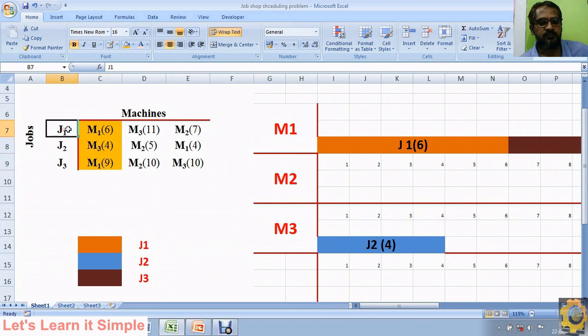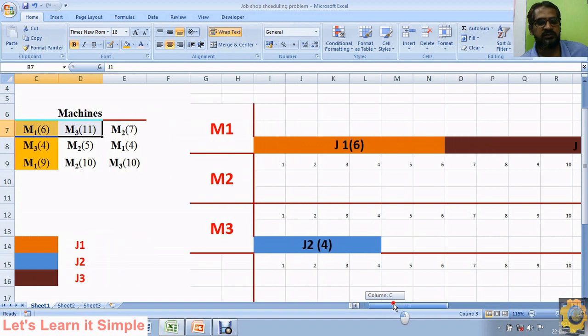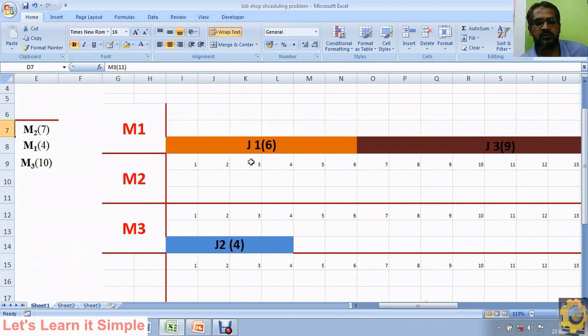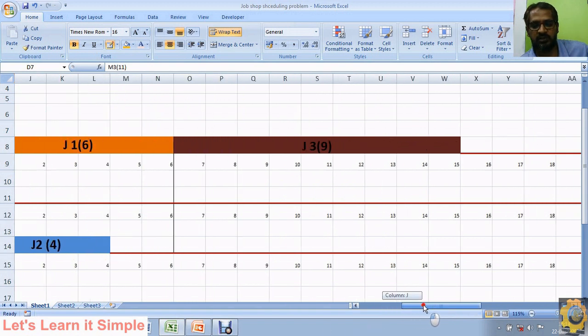Now job 1, after being machined in M1, it has to go to machine 3. Job 1 goes to machine 3 with the time unit of 11 here. So job 1 at the 6th time unit is ready to be dispatched from M1. Next, it goes to the third machine and it takes a time unit of 11.